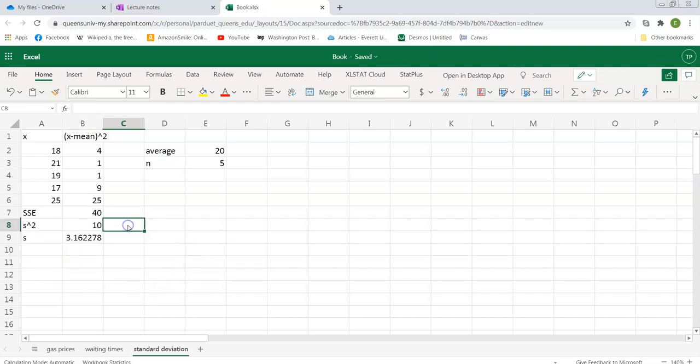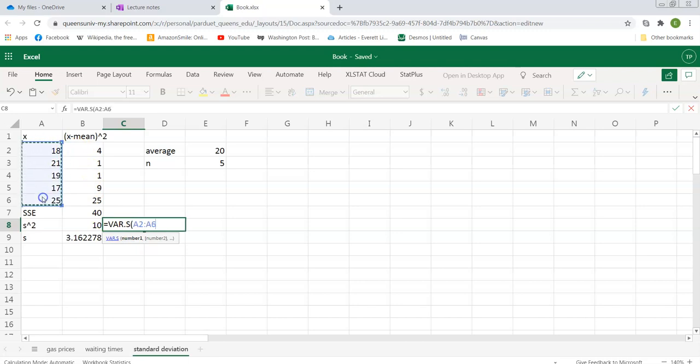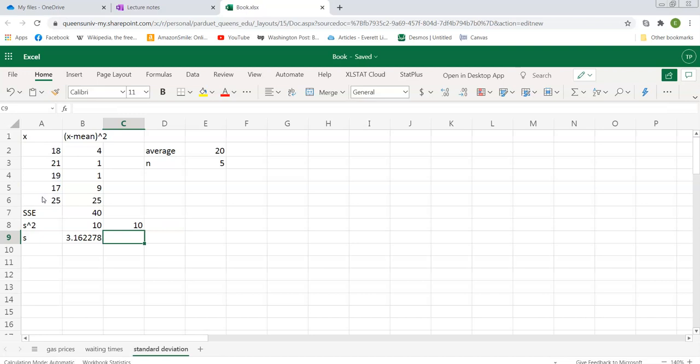Now, there are direct functions for the variance and for the standard deviation. Here it's VAR. Now there are different ones, but the one we want is this one. This is variance based on a sample. And we want to pick our data. And this verifies that we got the right answer when we did it by hand.